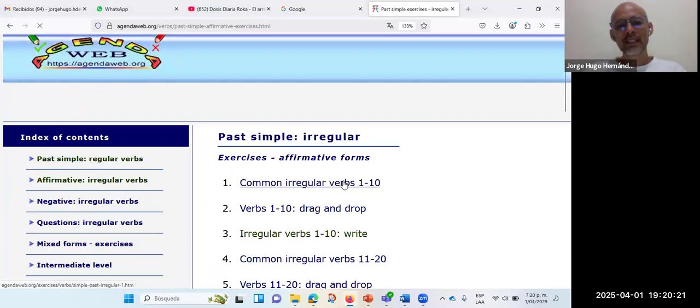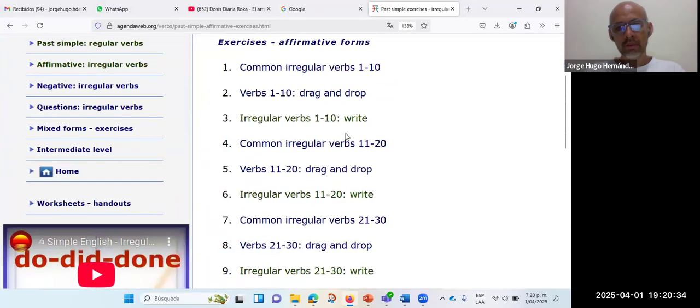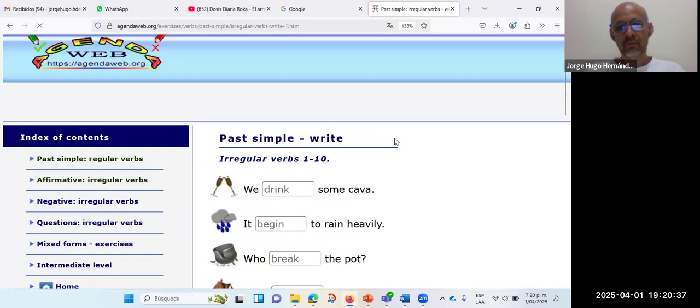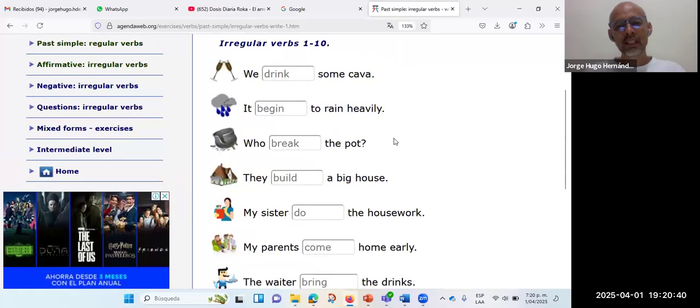And this exercise is about past simple, but with irregular verbs. Okay, these ones are irregular verbs. So in these cases we have, for example, drink. We are not going to do this. That's not possible. That's not correct. We can't add ED to these verbs, okay?